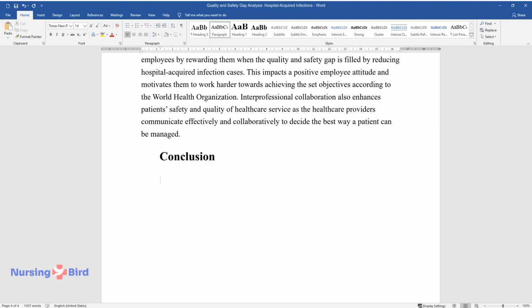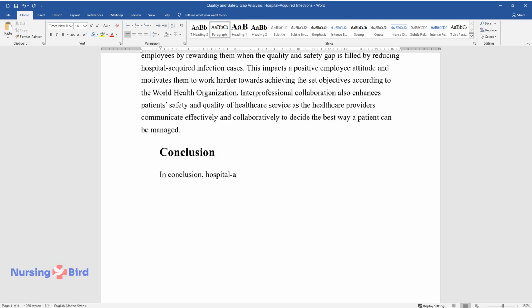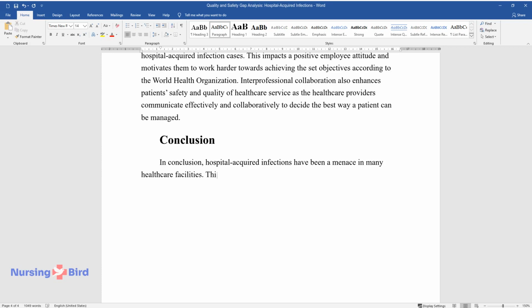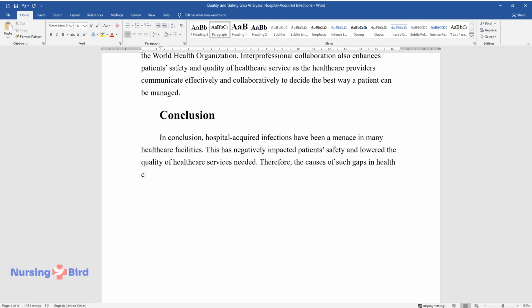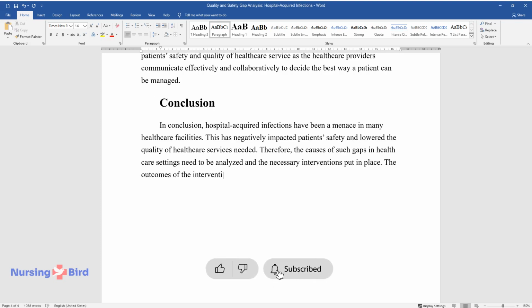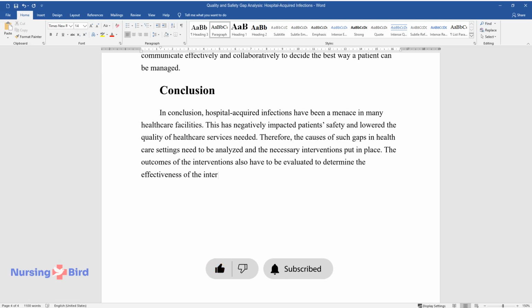Conclusion. In conclusion, hospital-acquired infections have been a menace in many healthcare facilities. This has negatively impacted patients' safety and lowered the quality of healthcare services needed. Therefore, the causes of such gaps in healthcare settings need to be analyzed and the necessary interventions put in place. The outcomes of the interventions also have to be evaluated to determine the effectiveness of the interventions applied.